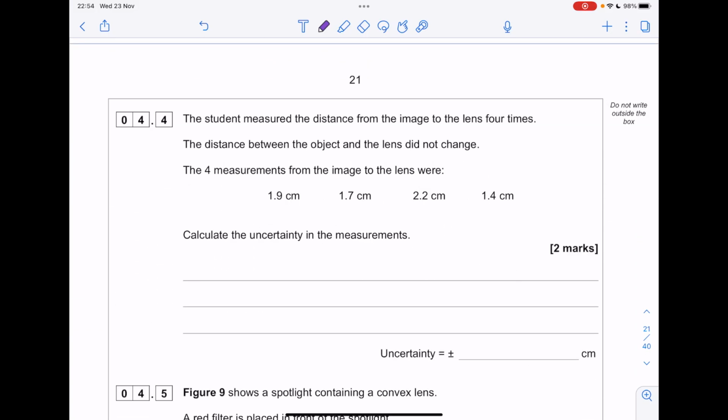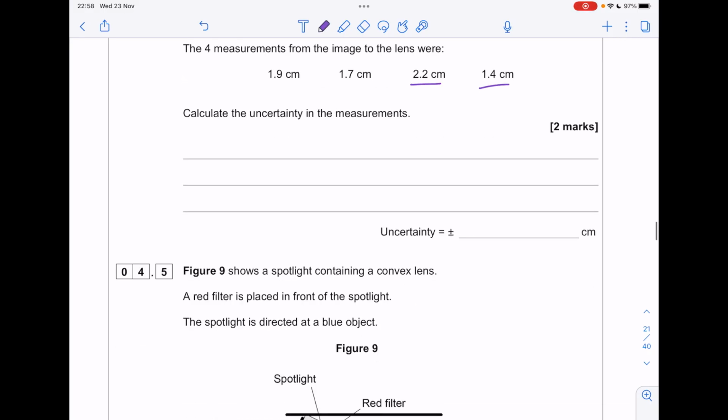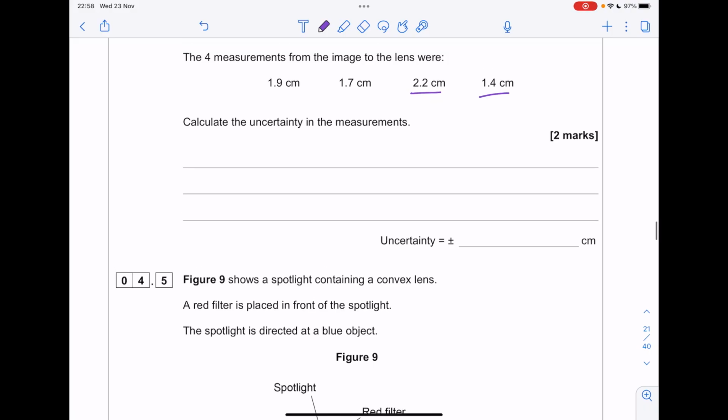The student measured the distance from the image to the lens 4 times. The distance between the object and the lens did not change. The 4 measurements were this. Calculate the uncertainty in the measurements. In order to find the uncertainty, you want to do half the range. So the range is the highest number, 2.2, minus the lowest number, divide it by 2 to get plus or minus 0.4 centimetres.